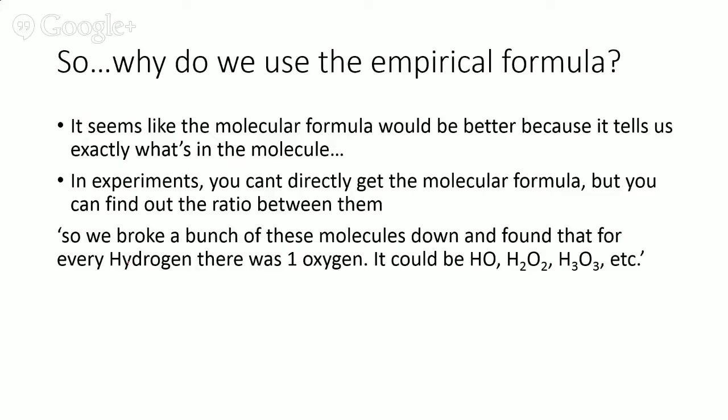So why do we use the empirical formula if the molecular formula tells us everything about the molecule? It seems like the molecular formula would be better because it tells us exactly what's in the molecule. The reason is that in experiments, you can't directly get the molecular formula. You can't find out exactly how many of each element is in the molecule, but you can find out the ratio between them. For example, scientists might say, we broke a bunch of these molecules down and found that for every hydrogen, there was 1 oxygen. It could be HO, it could be H2O2, it could be H3O3, and so on. We don't really know, but we know that it's a 1-to-1 ratio.